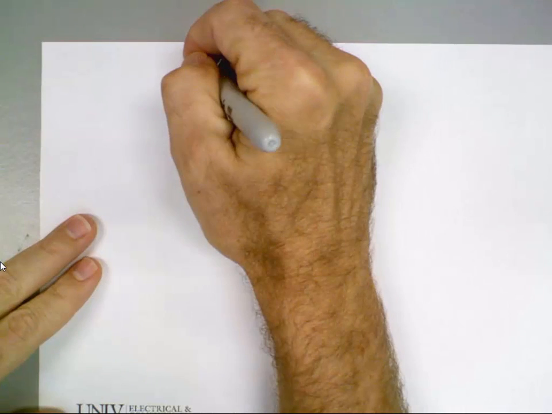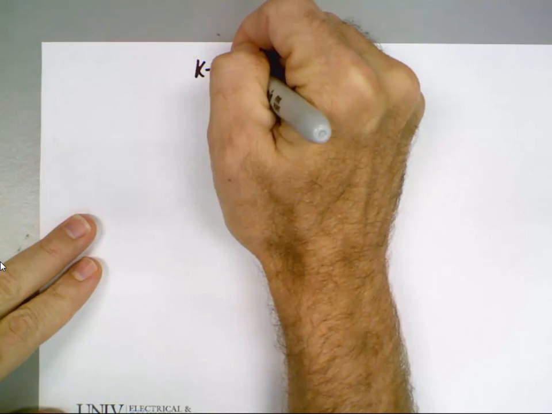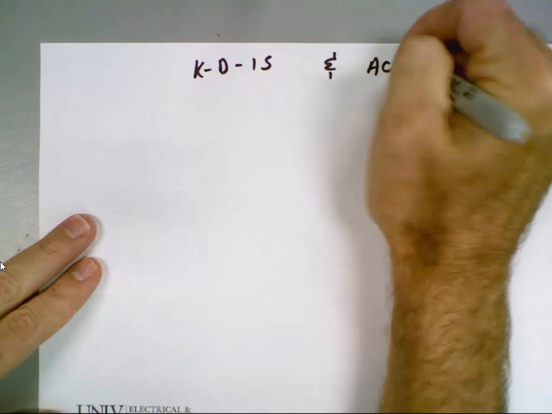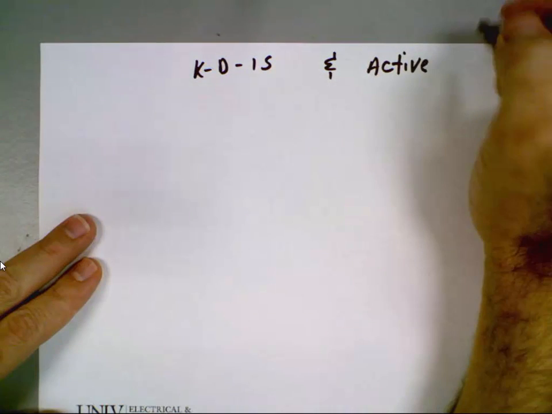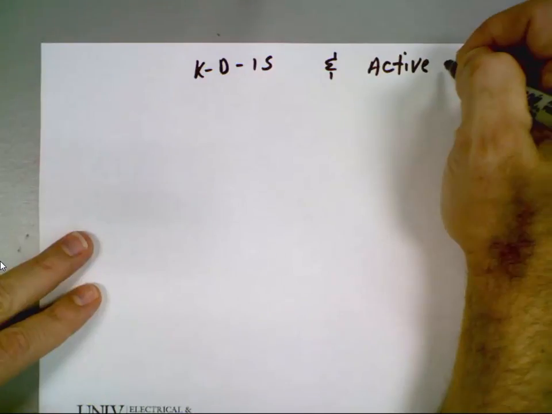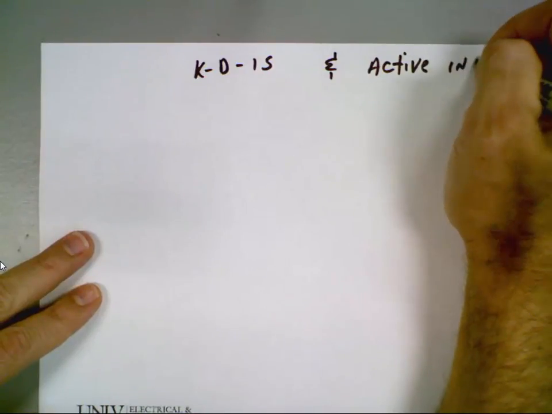So you got, so this is, what are we supposed to talk about today? K delta 1 sigma and active. Actually, I think I'm going to move on to active because we're running out of time. I'll talk one more time about K delta 1 sigma active integrators.